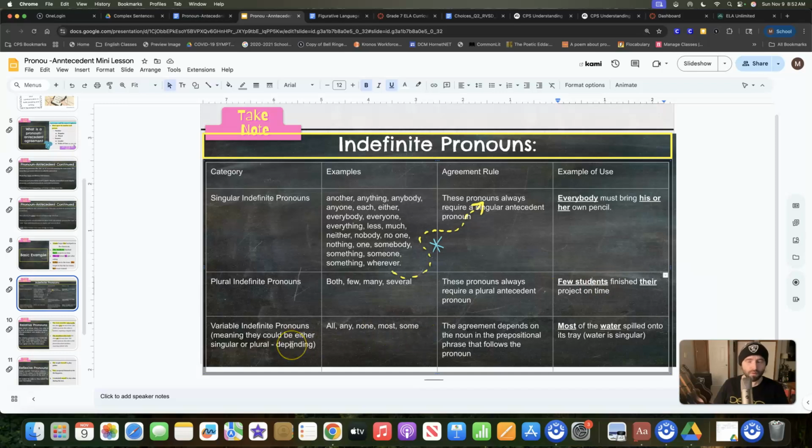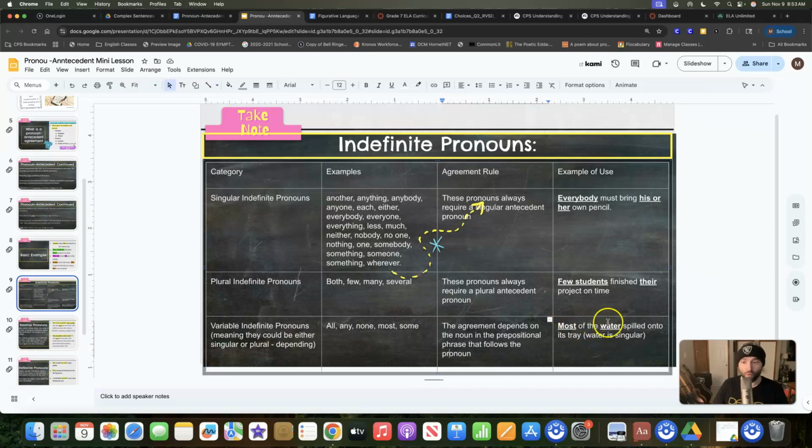Okay. Now, of course, because we have to make everything very difficult in English, I know you guys laugh when I say things like this, but it boggles my mind sometimes how tricky we are with indefinite pronouns and the like. But variable indefinite pronouns, meaning they could be either singular or plural, depending, right? So all, any, none, most, some. These guys can be either one. All right. Now, with this, it depends on the noun in the prepositional phrase that follows the pronoun. But sometimes you'll have prepositional phrases and it doesn't matter. And sometimes you have them and they do matter. So all, any, none, most, and some.